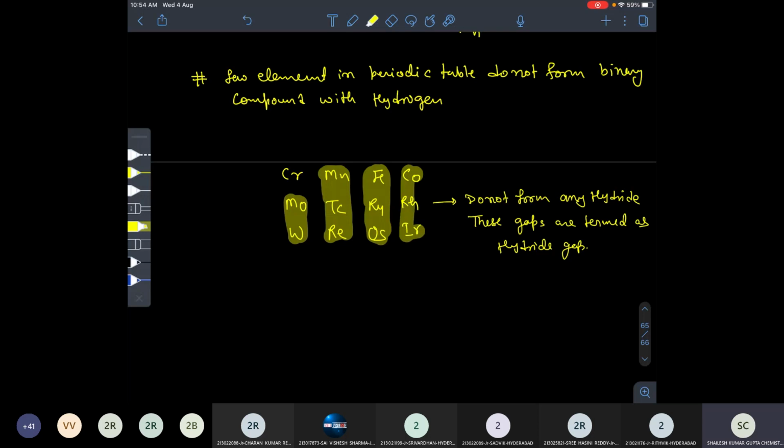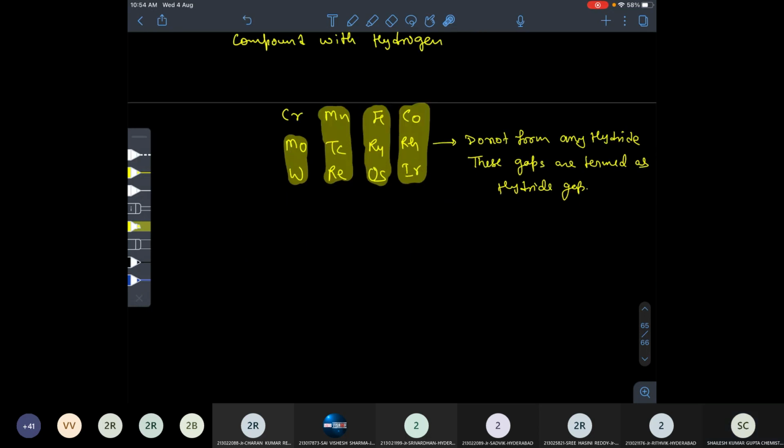Do you remember this periodic table, especially the d block, group wise? Do you remember these metals? Otherwise, you will be in trouble. Try to memorize this one by one. So these are referred to as hydride gap.